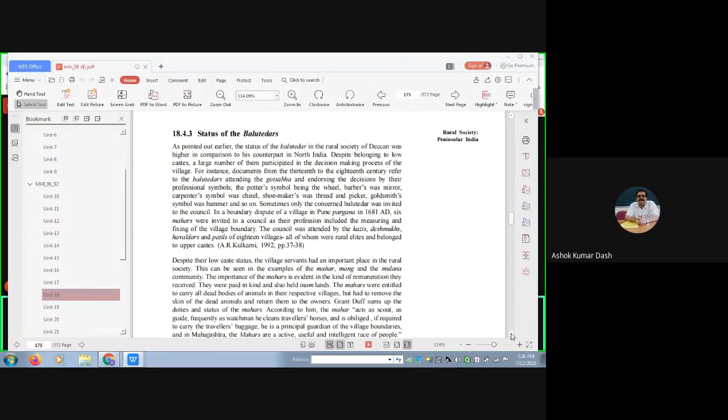For example, there were documents from the 13th century to the 18th century which refer to Baludar attending Goth Sobha and endorsing the decision by their professional symbols. Baludar attending the village Sobha, Goth Sobha and Gaon Sobha, were endorsing their decision by giving the symbol. And very interestingly, it has been mentioned the potter symbol being the wheel.